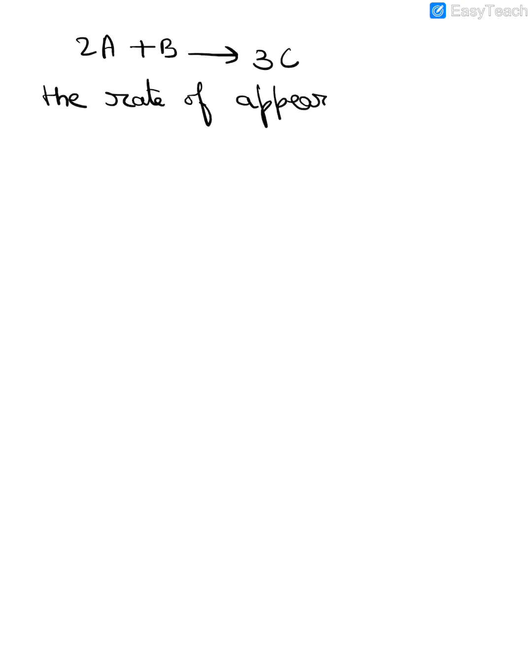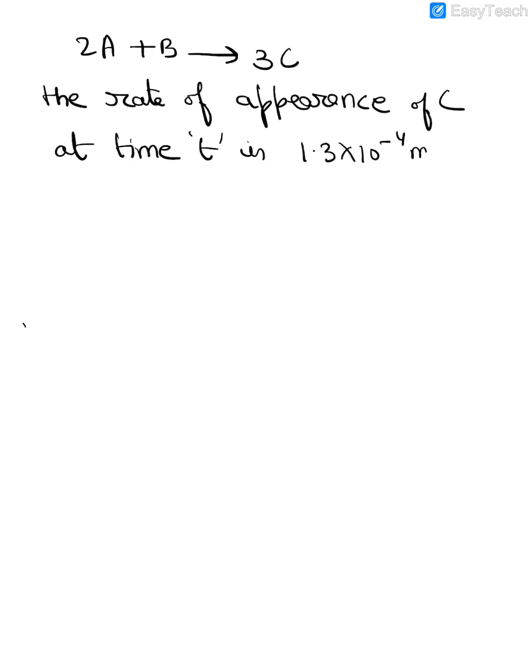So now I am giving you one numerical. You have to solve it on your own. I am giving you the answer also. Just tally the answer later. The equation is 2A plus B gives 3C. Here, the rate of appearance of C at time t is 1.3 into 10 to the power minus 4 moles per liter per second.